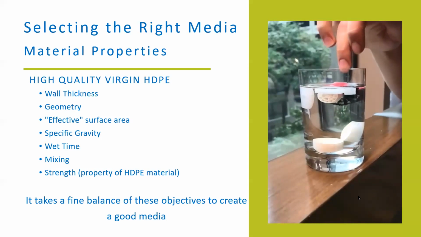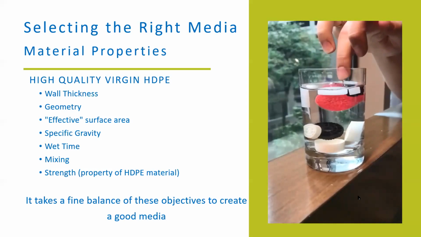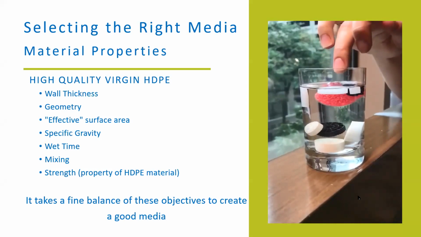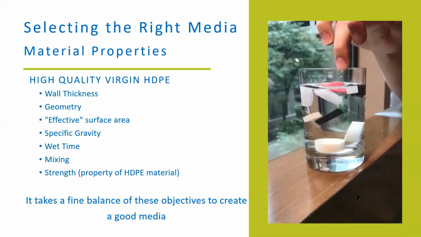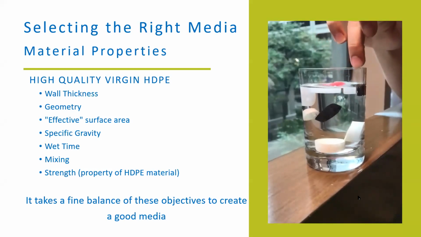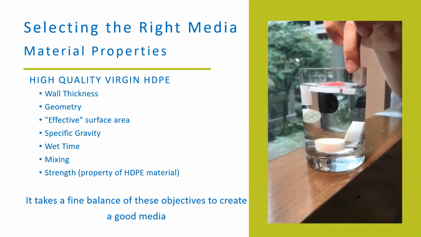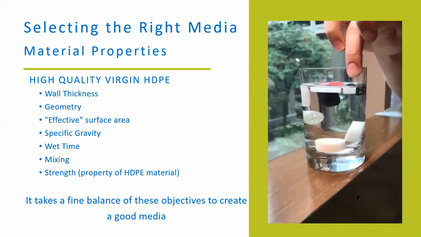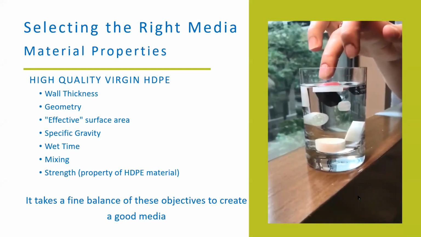It's also very important that we have proper strength. This is not just about wall thickness. Wall thickness does provide strength, but strength also comes from the property of the HDPE material. So HDPE can vary. High quality version HDPE is going to give you the best strength. That's going to give you the best longevity and strength over time. When you're designing your MBBR system, you want to design it so it's going to last 20 years, okay?